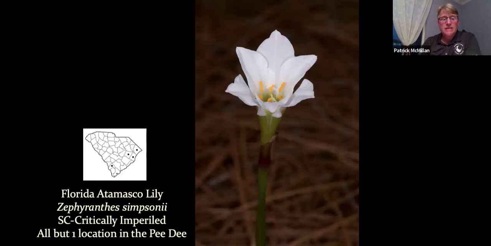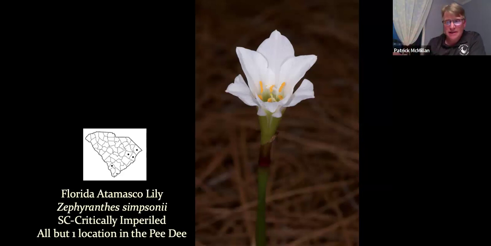So when you see these dots on the map, it means that, yep, we have Zephyranthes simpsonii in Horry, Georgetown, and Williamsburg County documented, and also down here in Hampton County, one little population. But all but one of the populations of this plant is in the Pee Dee.